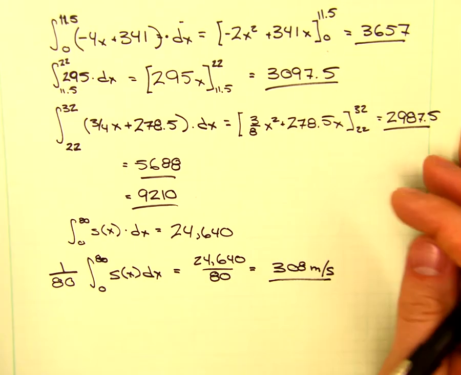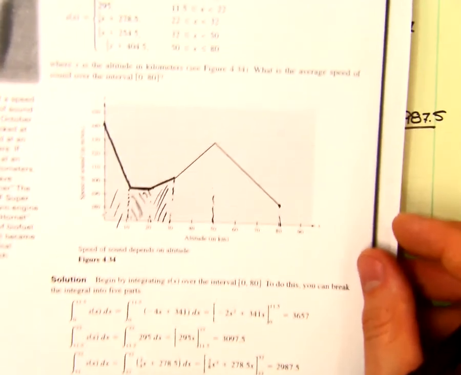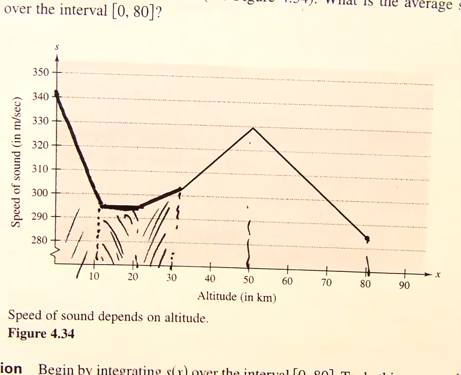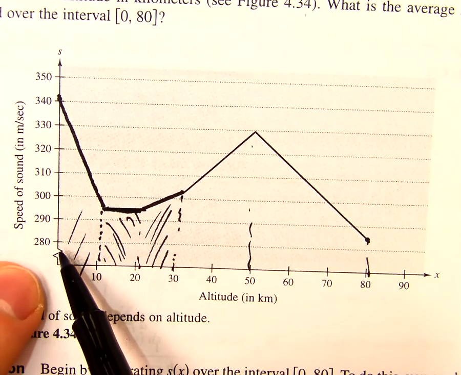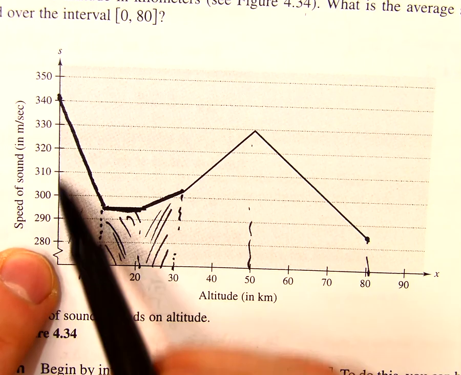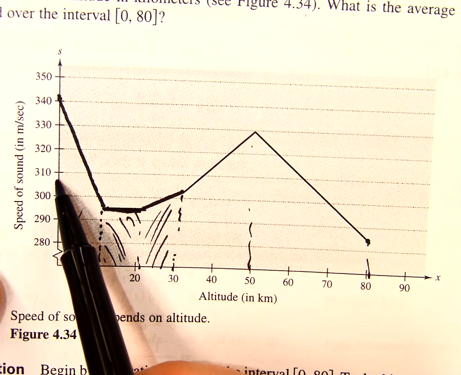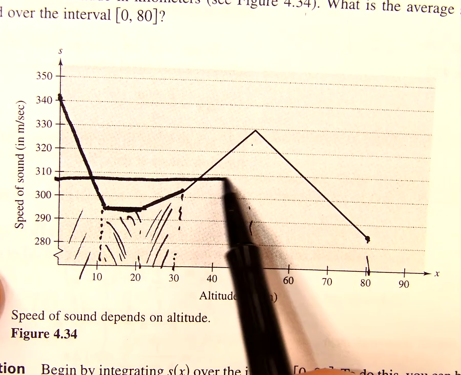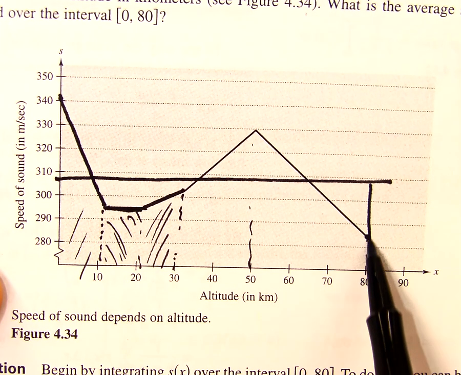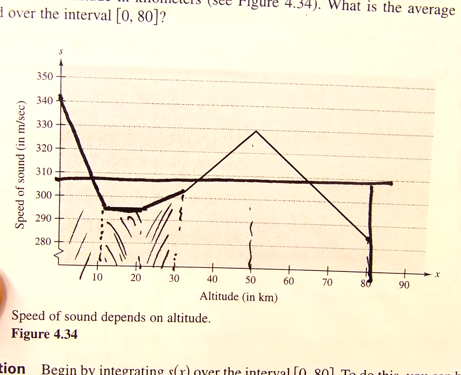And this makes sense. If I look at my original graph, sure enough, I'm on the scale from about 285 at the lowest to 340 somewhere in here. And sure enough, the average is going to end up being right about here. So if I drew a box right here, this area is going to be exactly equal to that area.